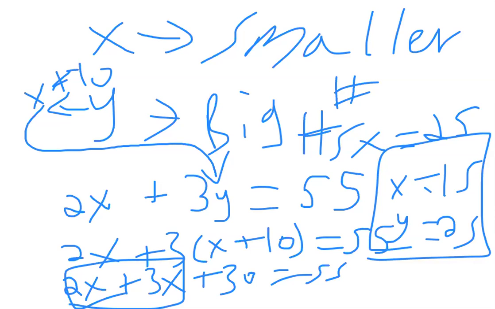The sum of twice the smaller, so twice the smaller is 15, times 2, so 30. So 30 plus 3 times the larger. 3 times the larger is, what's the larger number?